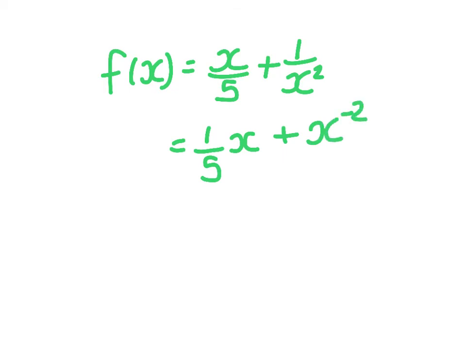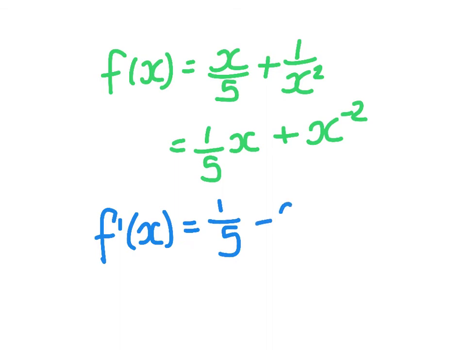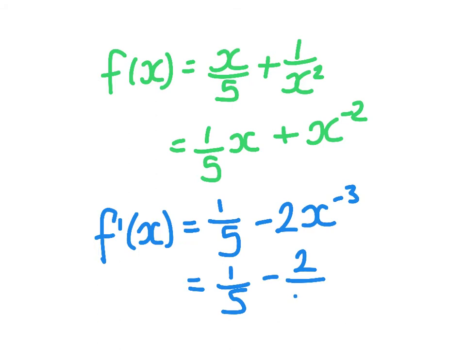Now I'm in a situation where I can differentiate. So I differentiate each term in turn. 1/5 of x differentiates to 1/5. x to the negative 2 differentiates to negative 2x to the negative 3. I'm going to tidy it up by removing that negative index. So it's 1/5 minus 2 over x cubed.